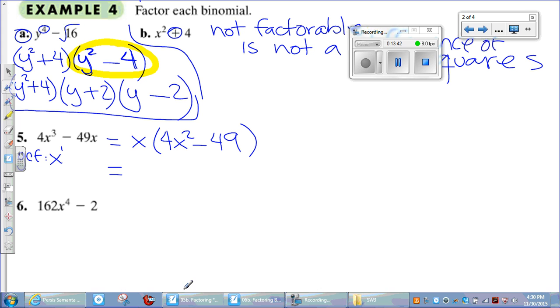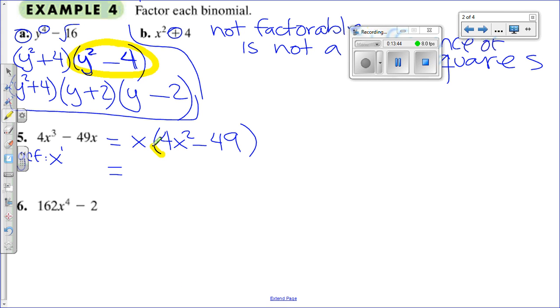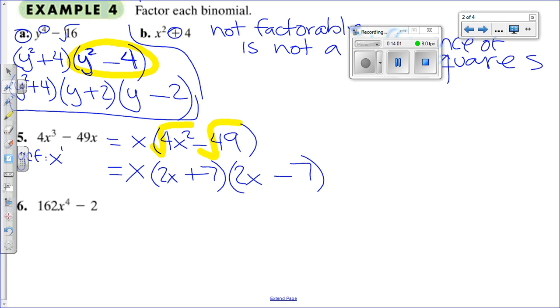Now you could see clearly that 4x squared is a perfect square, and so is 49. So we're going to factor that binomial into the product of two binomials. So the square root of 4x squared is 2x. The square root of 49 is 7. We make one positive, one negative, and that's it. We're done. Now the next problem, the GCF is not going to have a variable. It's just going to have a number, and that number is going to be 2.